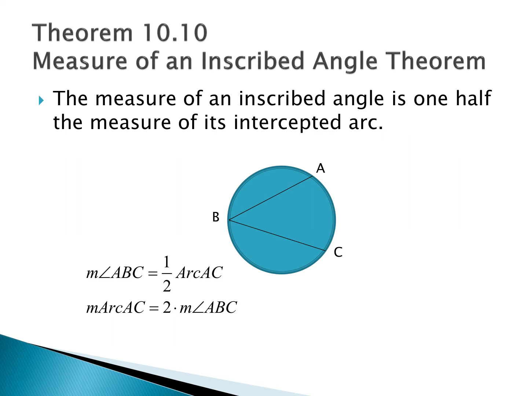So in this picture, the intercepted arc is right here. It's AC. And then the angle that forms that intercepted arc is this angle ABC. The measure of angle ABC is 1/2 of the arc measure. Or if they give you the angle, you can double it to get the arc. So for example, let's say I tell you the measurement of angle ABC here is 30. Then its intercepted arc will be double that, and it'll be 60 degrees.